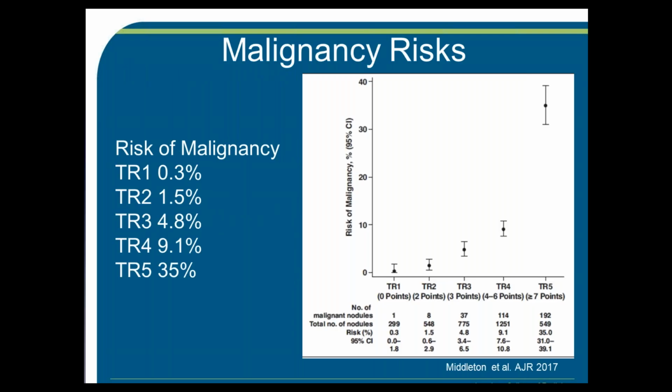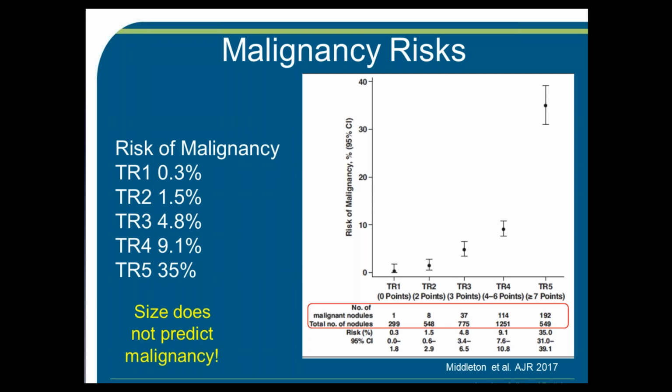So let's start off with malignancy risk, and I've got a couple of slides that will hopefully convince you to let those nodules go. This is a table from Bill's paper in AJR that was published last year, where he took more than 3,400 nodules and put them through ACR TI-RADS. He found that if it's TI-RADS 5, it has a 35% chance of being malignant. TI-RADS 4, it was 9%, TI-RADS 3, about 5%, TI-RADS 2, 1.5%, and TI-RADS 1 is 0.3%. Now, this was all based on just the features, not on size. Size does not predict the malignancy, and I'll emphasize that again.